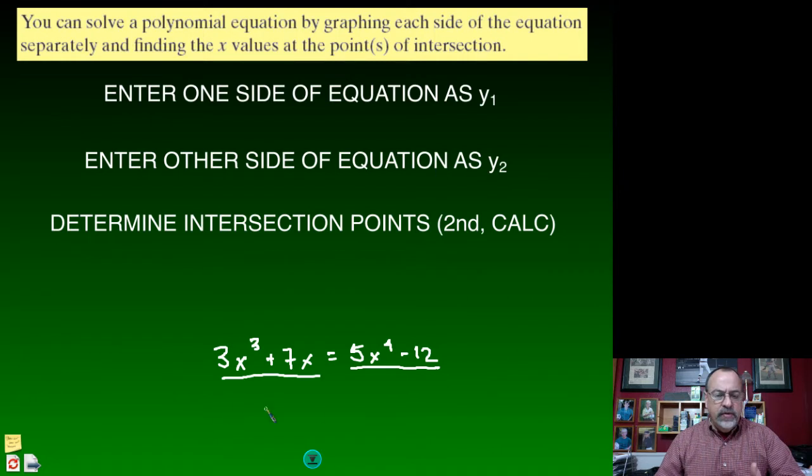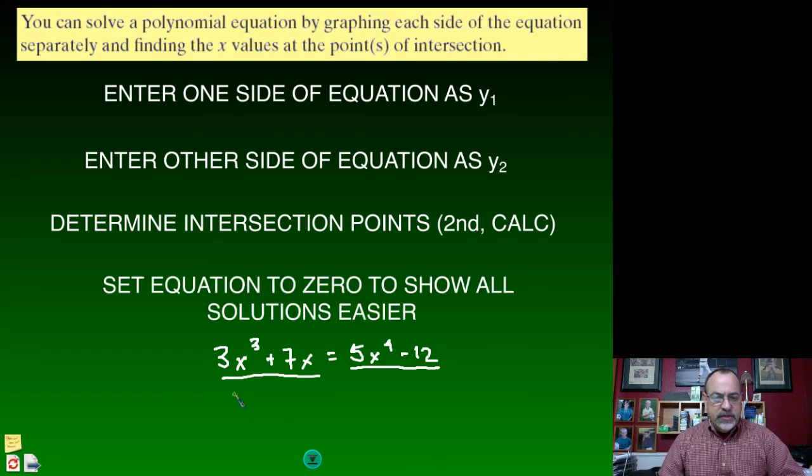Now, I will give you one example. It's sometimes easier, in fact, I think it's almost always easier, to solve this equation for 0. In other words, move everything to one side so that we have it equal to 0, because then we're not looking for the intersection anymore. We're looking for where the y value is 0, and again, that's on the x-axis.